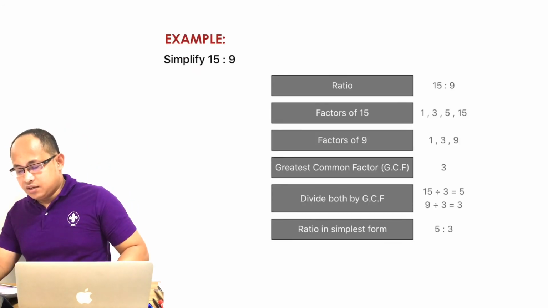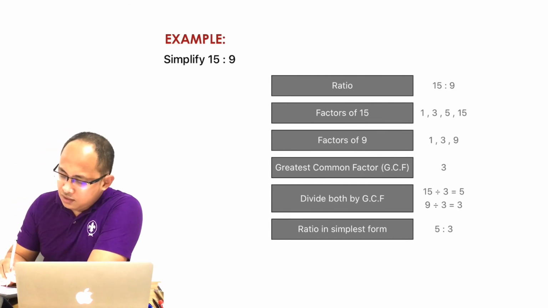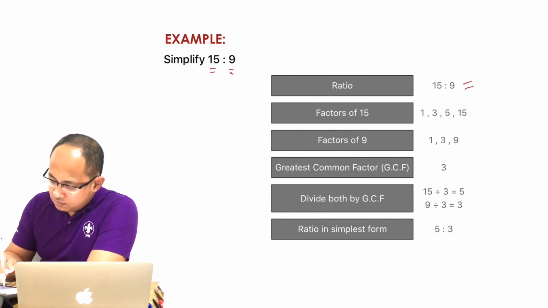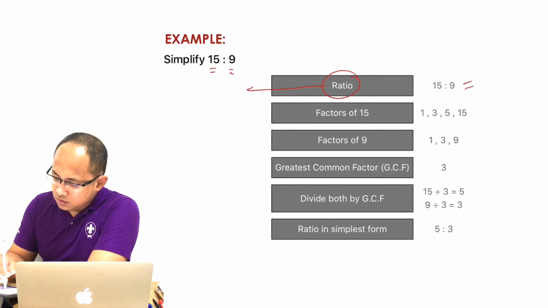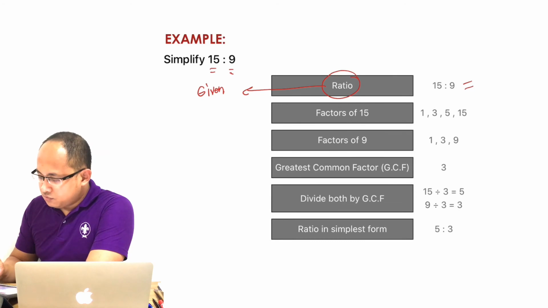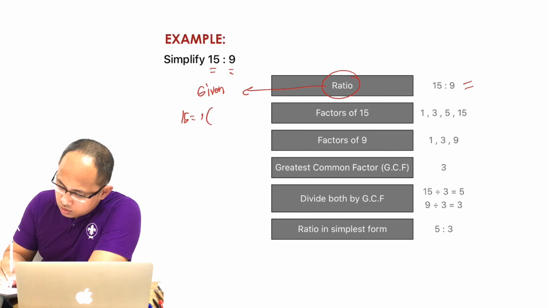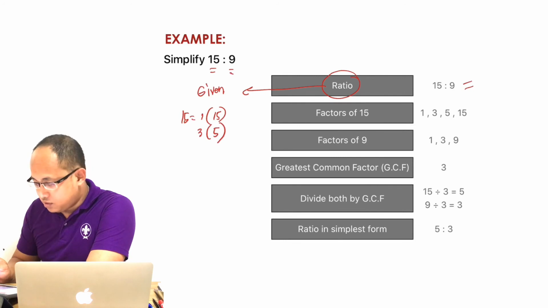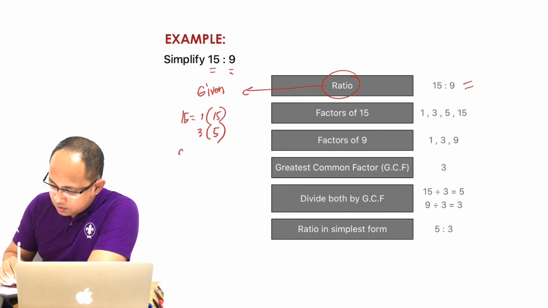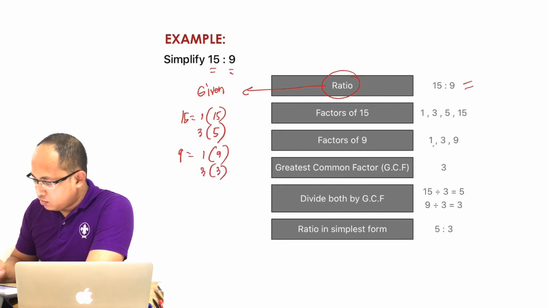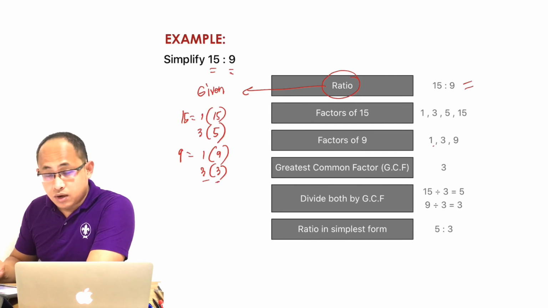Next, here's another example. If we have 15 and 9, this is the given, the ratio. Next, factors of 15. We have here 15, which is equal to 1 times 15, 3 times 5. That's why we have 1, 3, 5, 15. Now, what are the factors of 9? 9 is equal to 1 times 9, 3 times 3. That's why you have here 1, 3, 9. Remember, when it is repeated, you only copy 1.